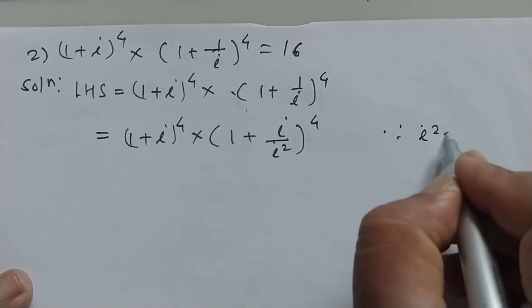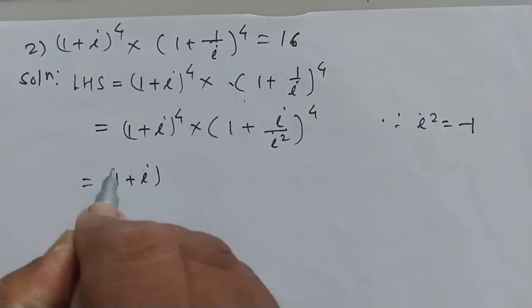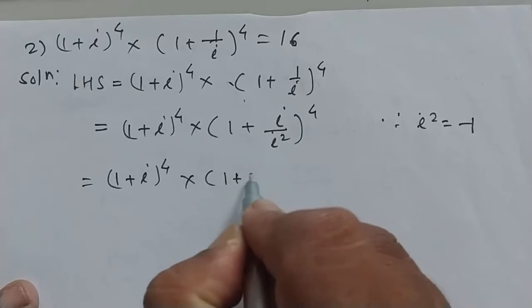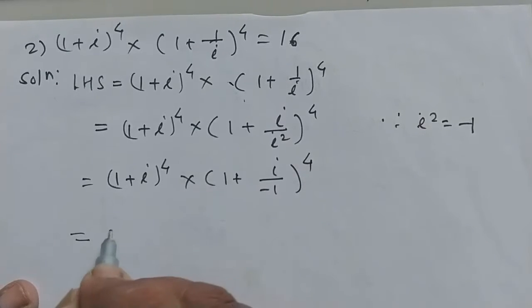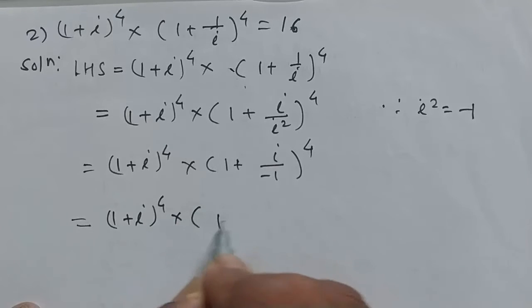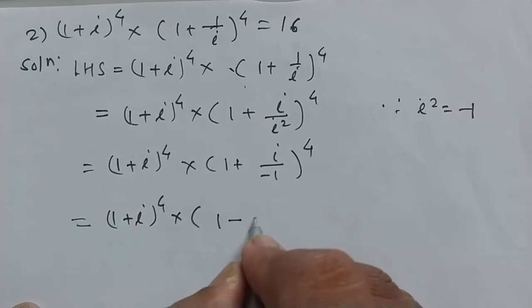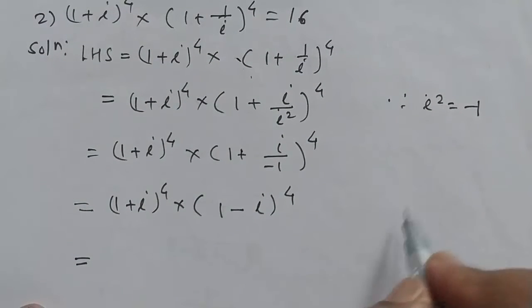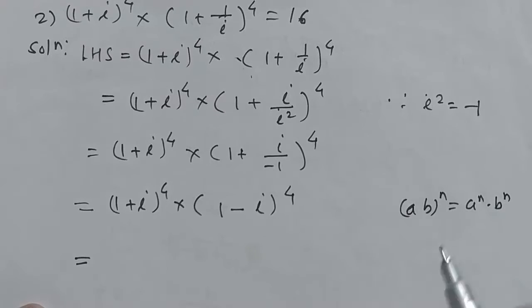Since i square is equal to minus 1, therefore 1 plus i raised to 4 into 1 plus i upon minus 1 raised to 4. Again this is equal to 1 plus i raised to 4 into 1 minus i, so it is 1 minus i raised to 4. By laws of indices, a into b raised to n is a raised to n into b raised to n.